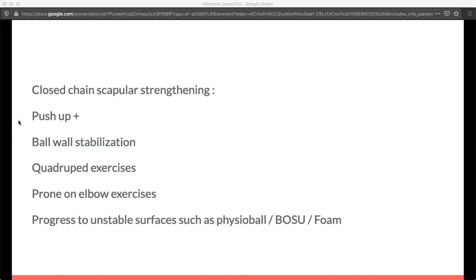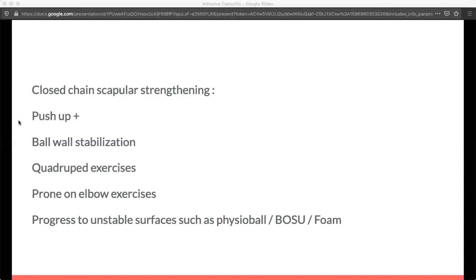Ball wall stabilization. Patient puts his hand on the wall. You can use a ball if you want. So ball is on the wall, hand is on the ball. Patient pushes the ball into protraction, and then the patient can either do circles or letters on the wall, or the patient holds the ball against the wall with his shoulder protracted, and you move the ball in different directions, and the patient has to stabilize it against your movements. So that's a cool exercise to do with them. Patients love it.